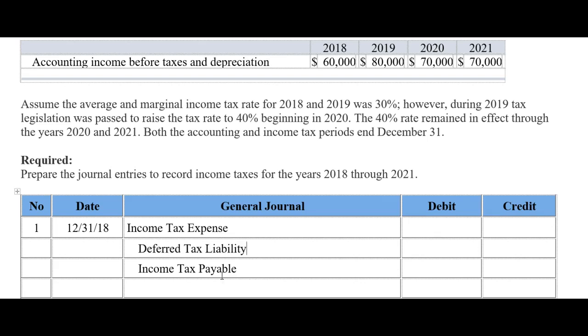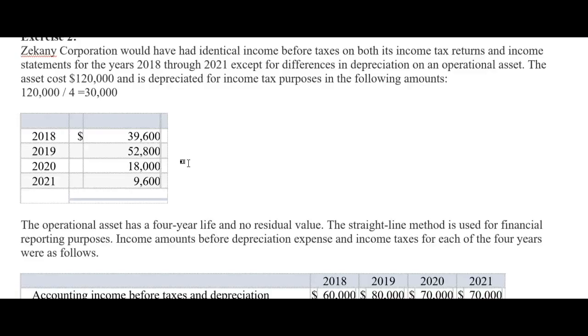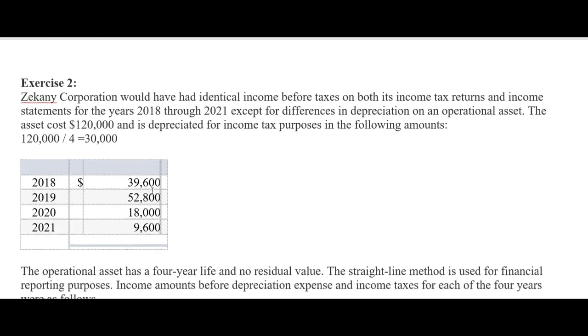Now, how do we find each one? Well, remember, income tax expense is based on the accounting income. Income tax payable is based on taxable income. So the first thing we need to do is find our income tax payable. It tells us the accounting income before taxes and depreciation is $60,000. Since we know that would tie with taxable income, all we have to do is take out the depreciation for that period. So for 2018, we take the $60,000 minus the $39,600, and that would allow us to calculate the tax.